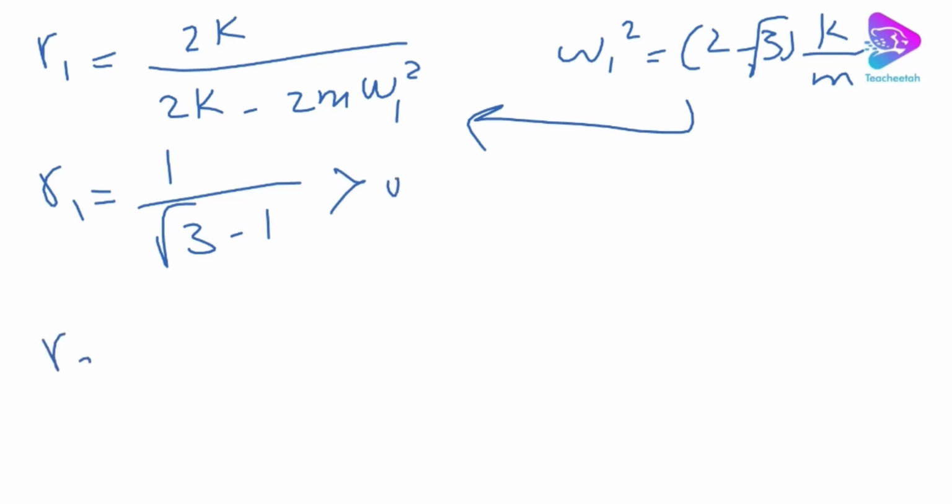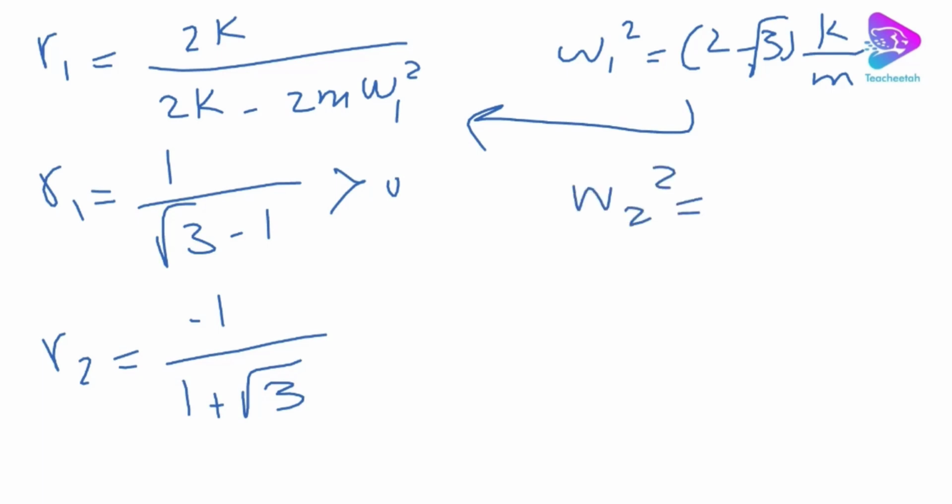And for r2 we repeat it, we find minus 1 divided by 1 plus square root of 3, right? Because omega 2 squared is, you remember, 2 plus square root of 3 k over m, right? So this is a negative number, and I'll tell you why it is important to know which one is positive and which one is negative.